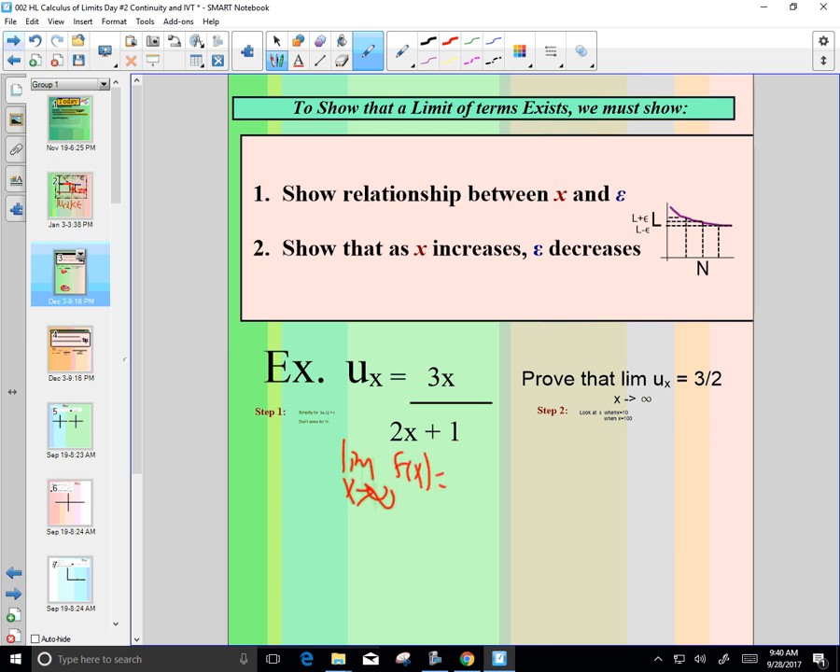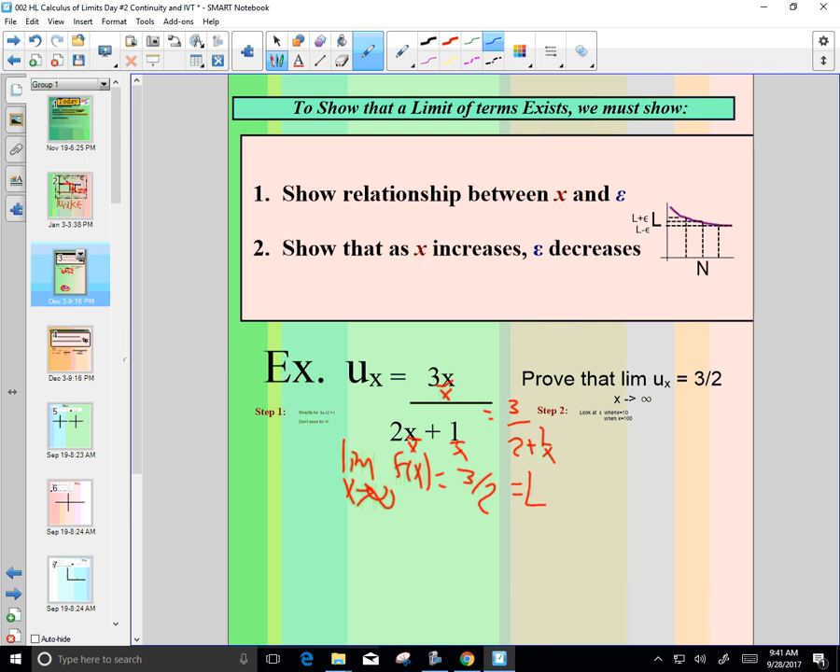Do you remember how to do this? Divide everything by x, and you're going to get 3 over 2 plus 1 over x. And what happens to this 1 over x as x goes to infinity? 0. So what will this limit be? There you go. 3 over 2. Okay, so once you know that, you know what L is.